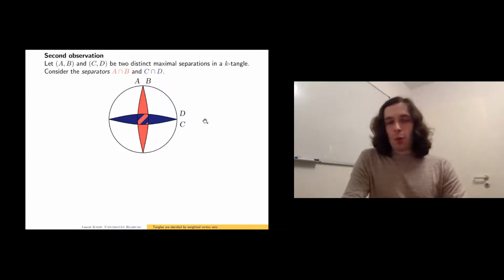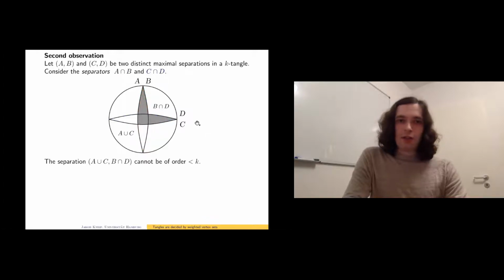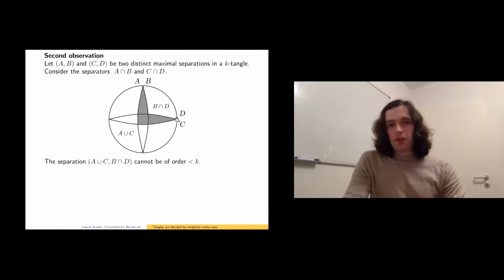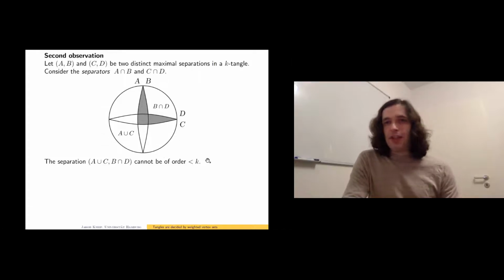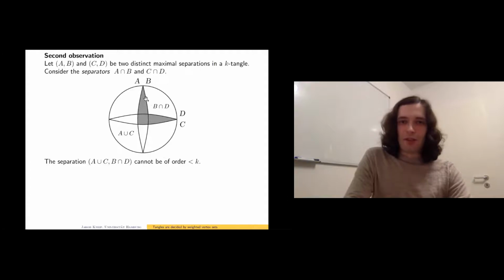So what we can now use the maximality of AB and CD for is to learn something about this top right corner in this diagram. So if we consider the separation where we take the union of the two small sides against the intersection of the two big sides, so A union C against B intersect D, then we will be able to say that the order of the separation cannot be less than k. So in other words, we will know that there are at least k vertices in the gray part here.